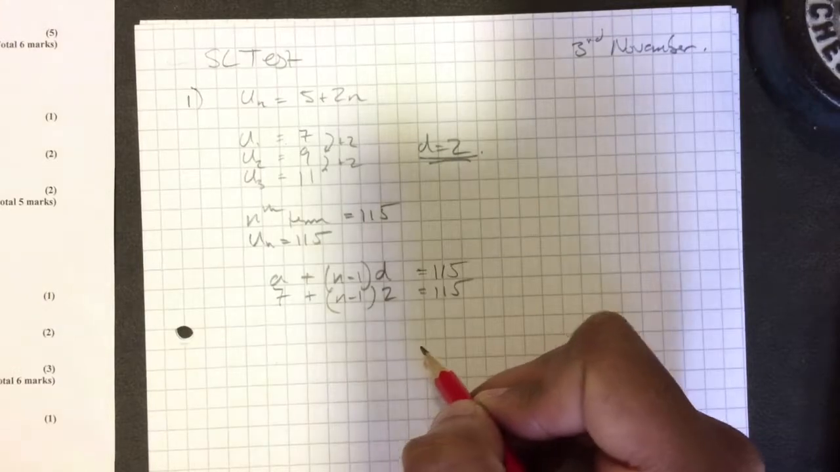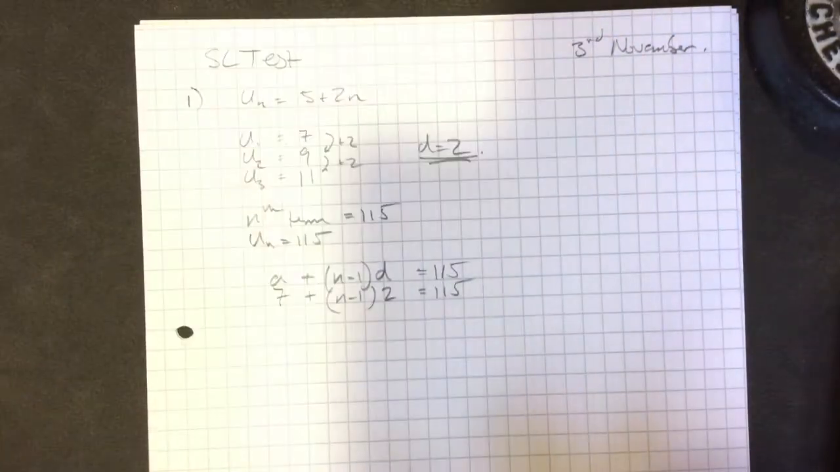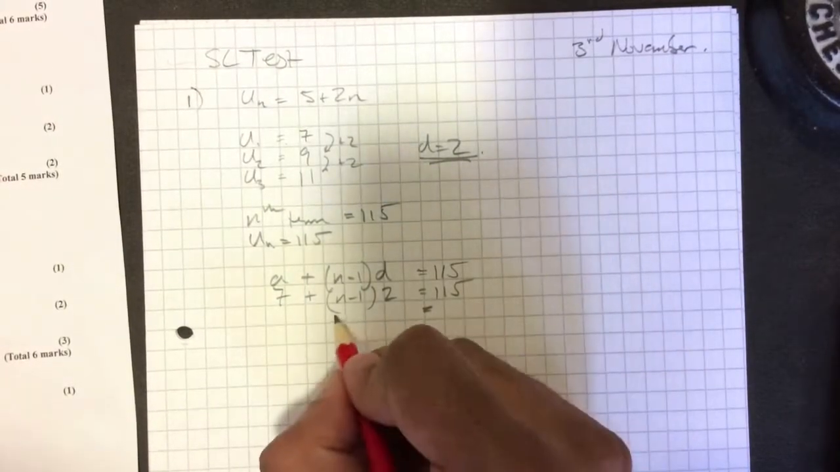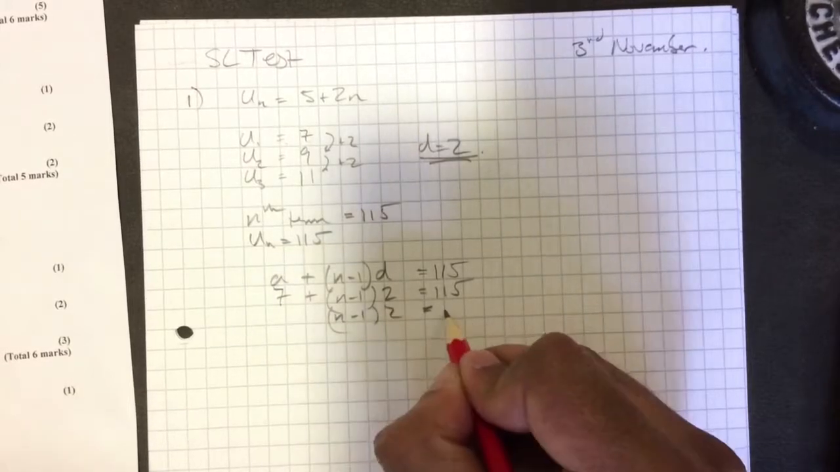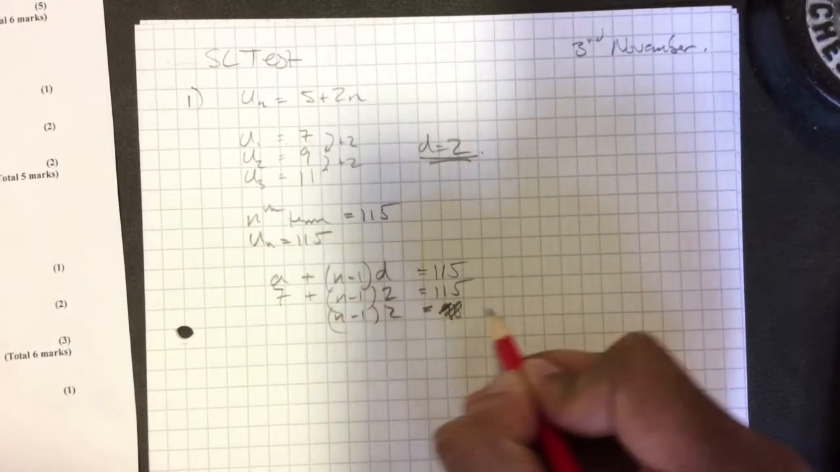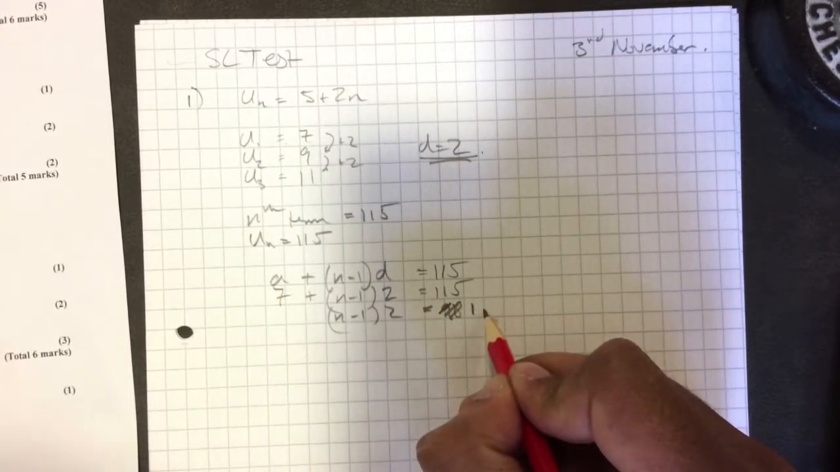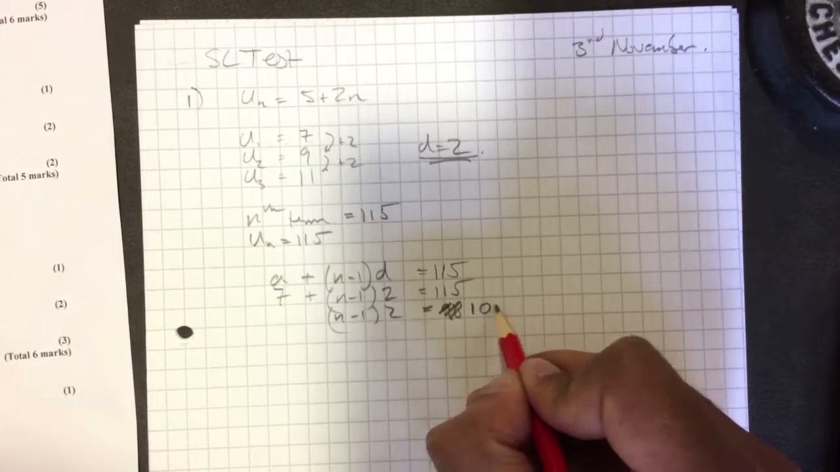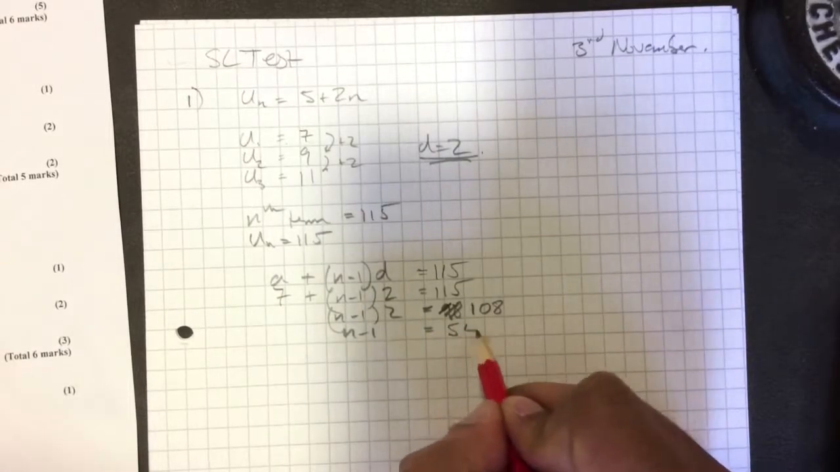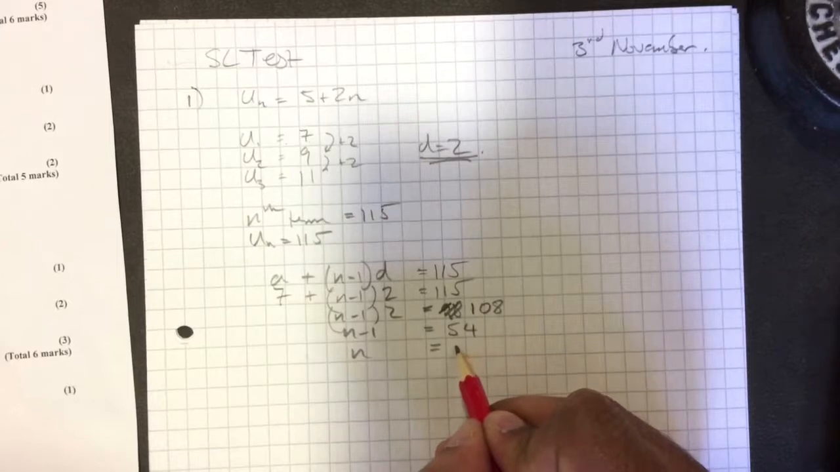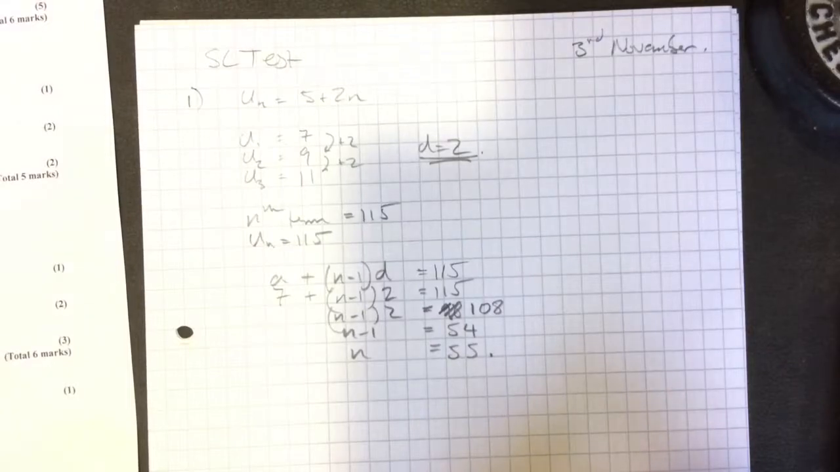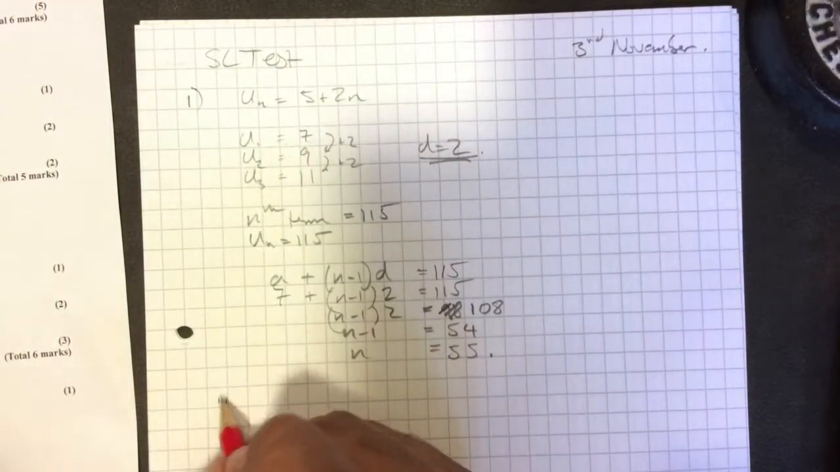I don't know if Miss Smith has allowed a calculator on this paper. It doesn't say. I'll try it without. So (n minus 1) times 2 equals 108, and then n minus 1 is equal to 54, n is equal to 55.